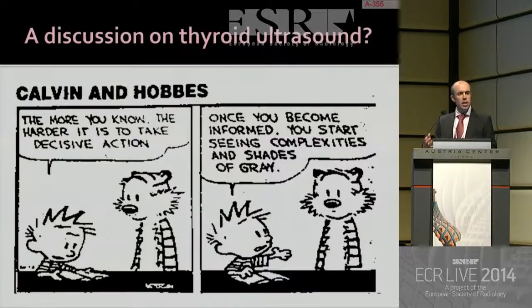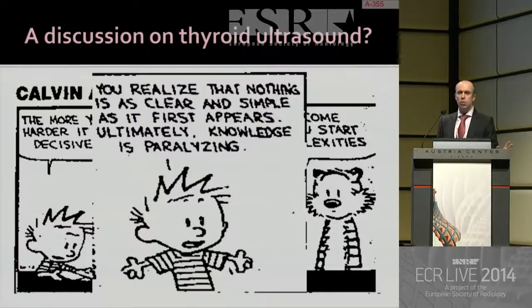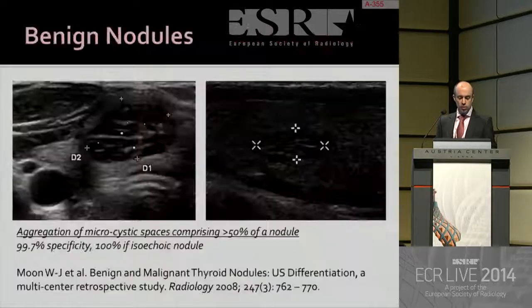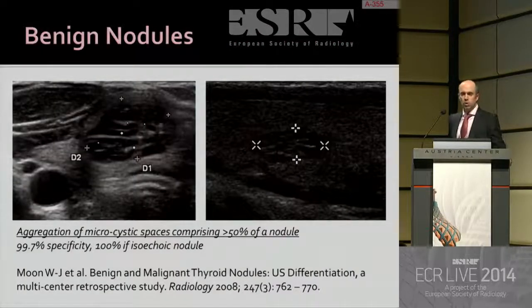Once you understand the appearances of thyroid nodules, it's not paralysing. There are definite signs associated with benign nodules and malignant nodules. And so let's talk about some of those. We'll start off with the benign spongiform nodule. So Moon et al. were the first group to characterise this as an aggregation of microcystic spaces comprising over 50% of the nodule. High specificity for benignity. If the intervening septa and tissue within that nodule is isoechoic, they consider it 100% specificity for a benign nodule.